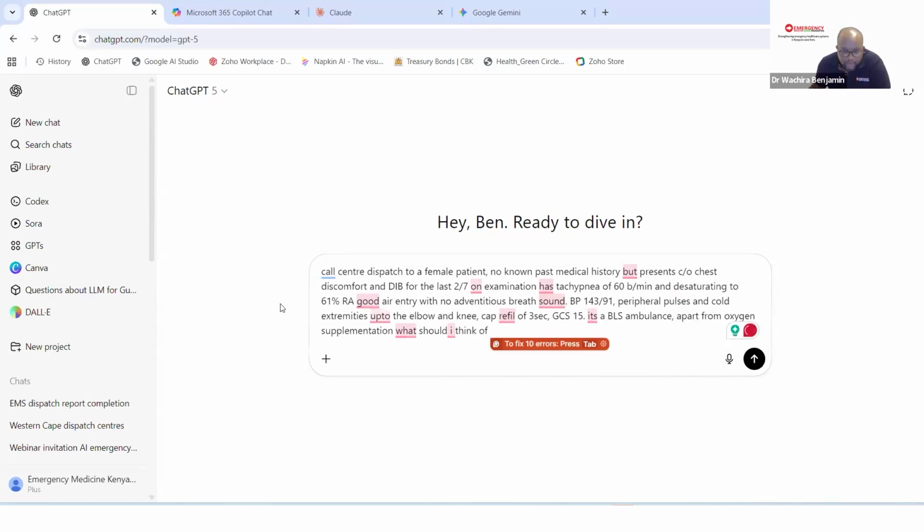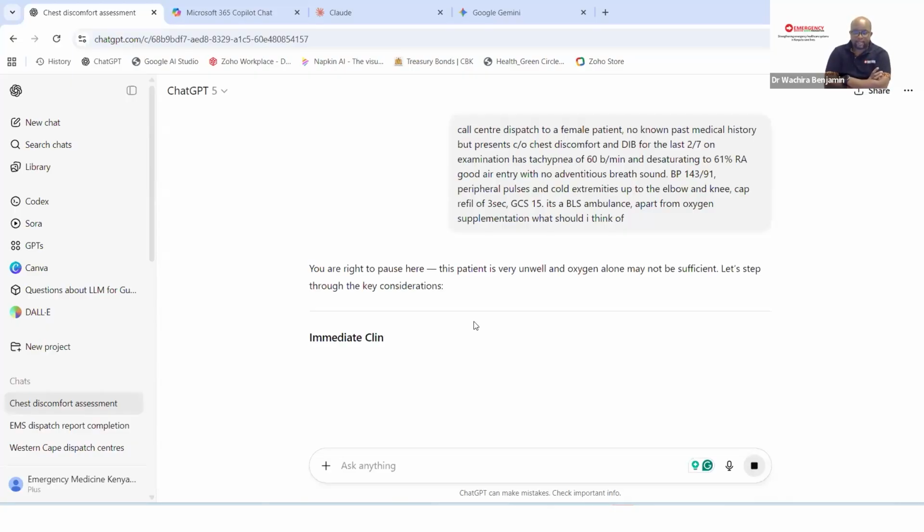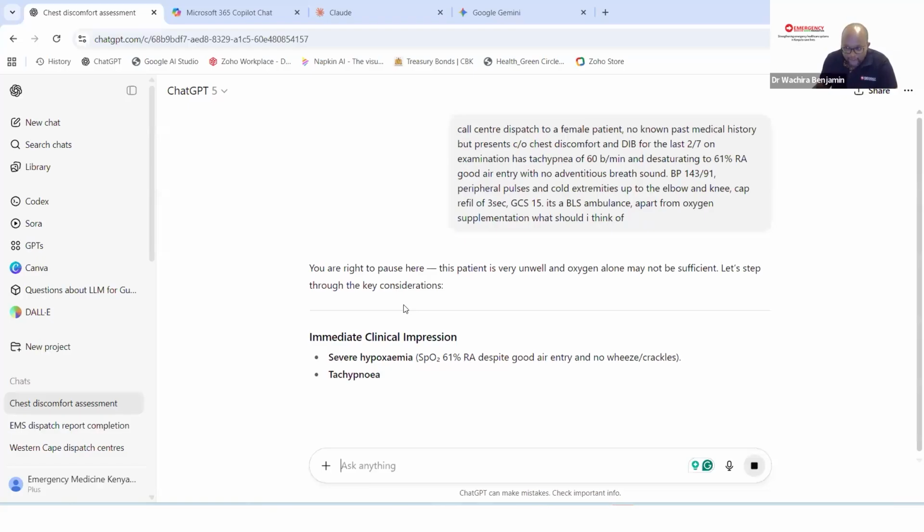she is desaturating, 61 on room air, good air entry with no adventitious breath sounds. BP is low, peripheral pulses, cold extremities up to the elbow and knee. Cold, cap refill prolonged, GCS 15. It's a BLS apart from oxygen saturation. What should I think of? Good. All right, let's see. So your patient is very unwell. Oxygen alone may not be sufficient. Okay.